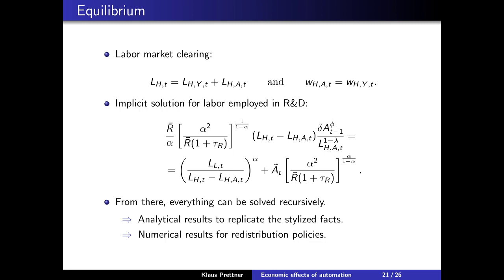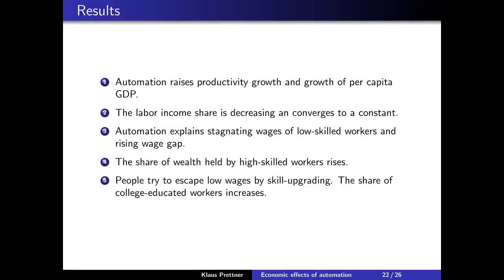And as I said, this cannot be solved explicitly. We have to do it implicitly and can derive nevertheless the theoretical results with this implicit analysis. And then we obtain numerical results, particularly to simulate redistribution policies also during the transition phase to the long-run equilibrium. So this framework then leads to 5 central insights.